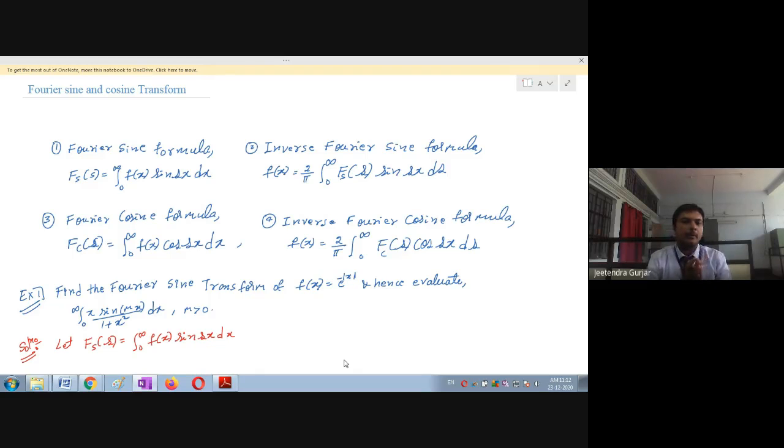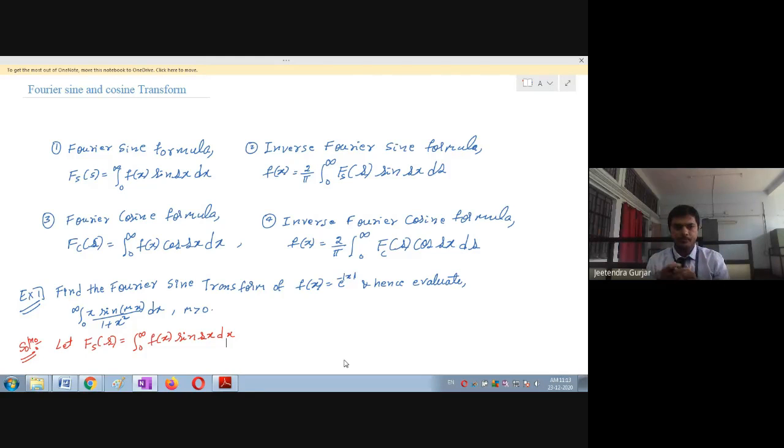Okay, students. Now here we are going to study the half transformation. It is like the half range series that we have studied. In the same way, we call it the half transformation, and it is divided into two parts: Fourier sine transformation and Fourier cosine transformation. Is it clear? So in this, we first give the formulas.